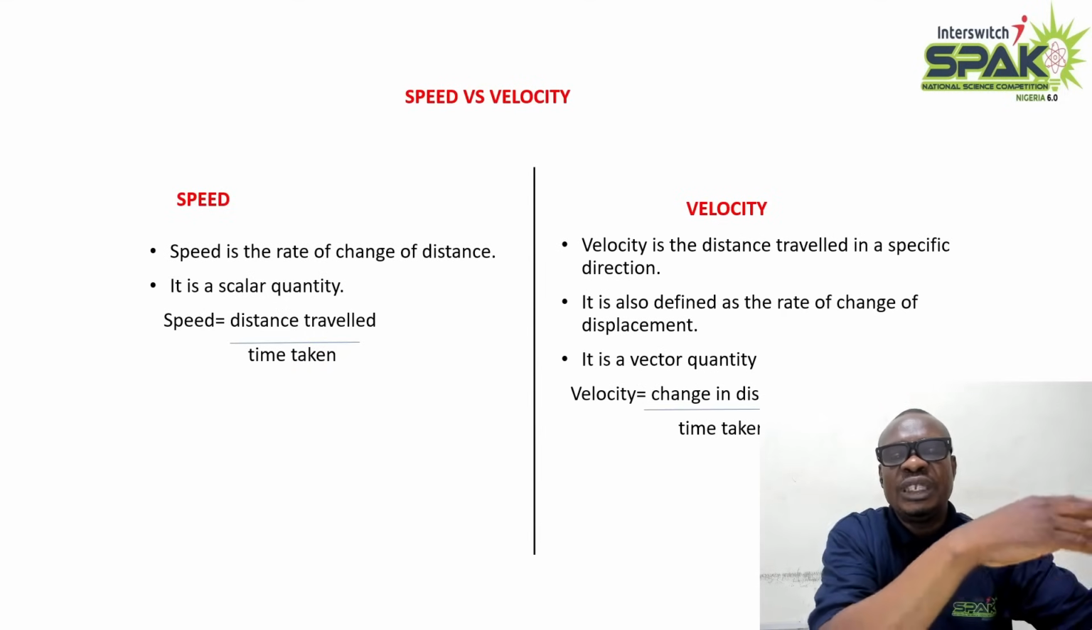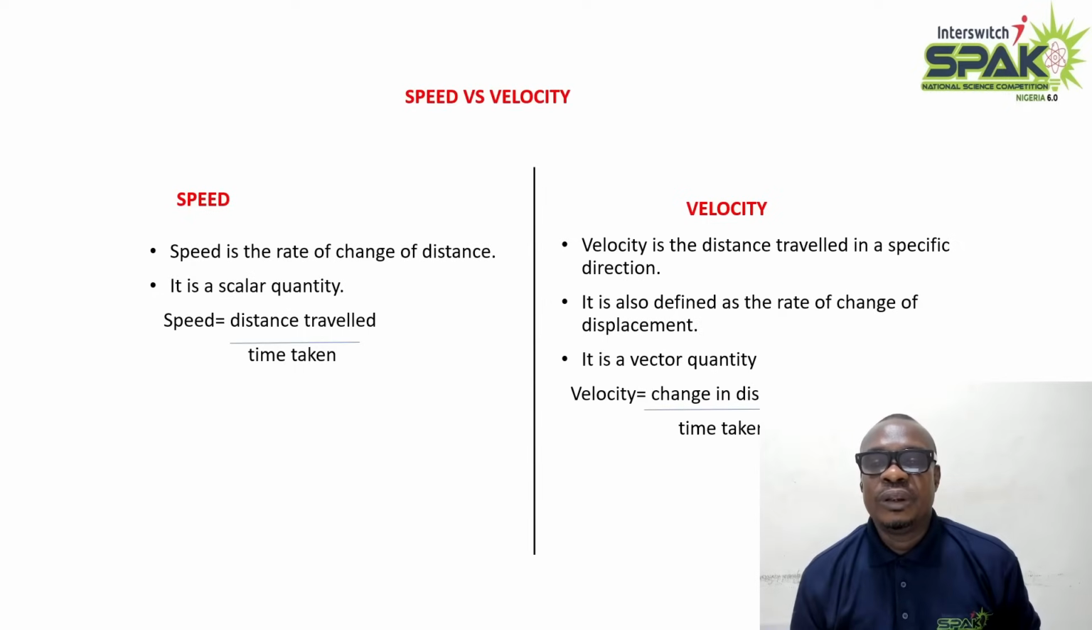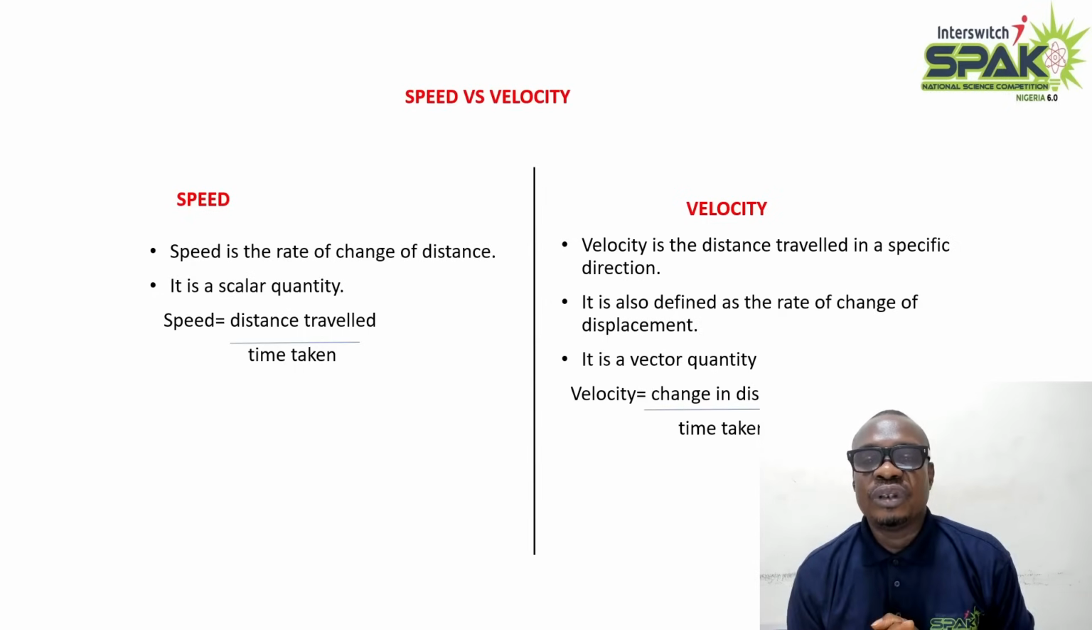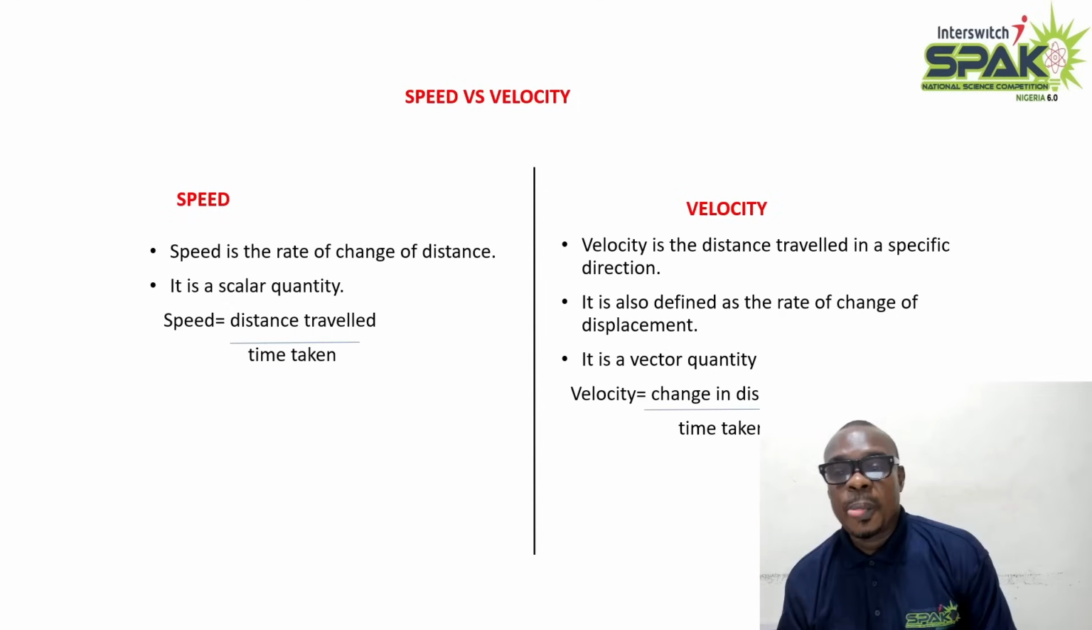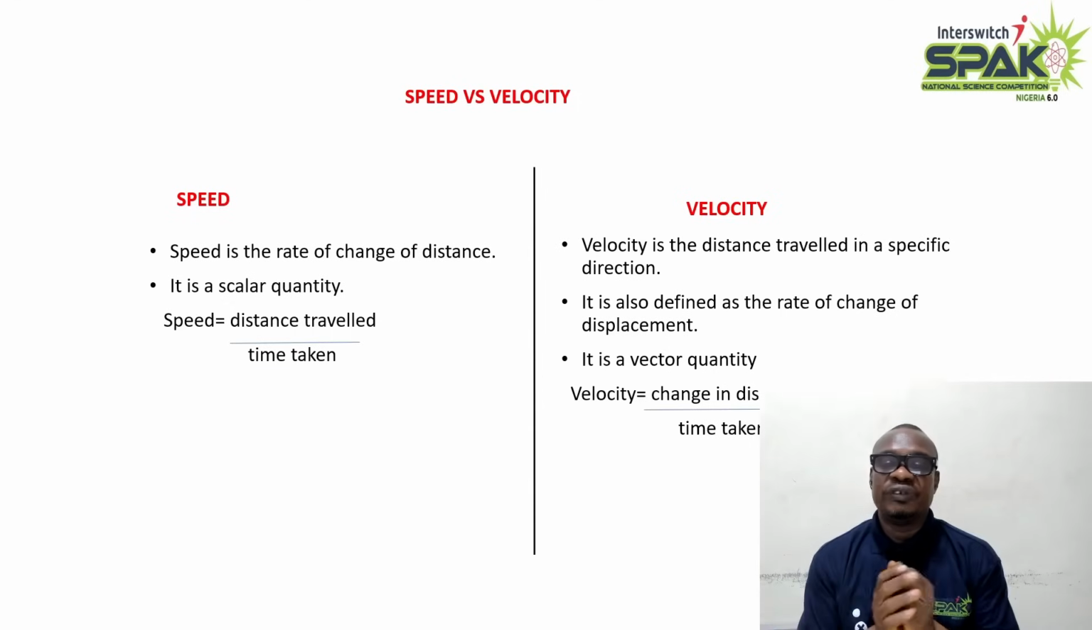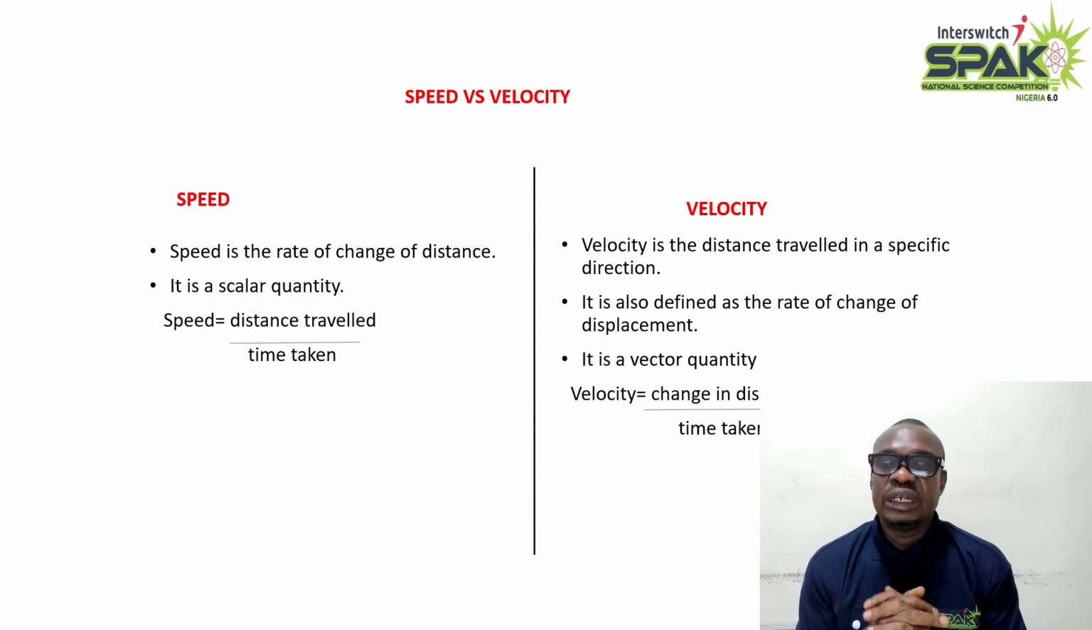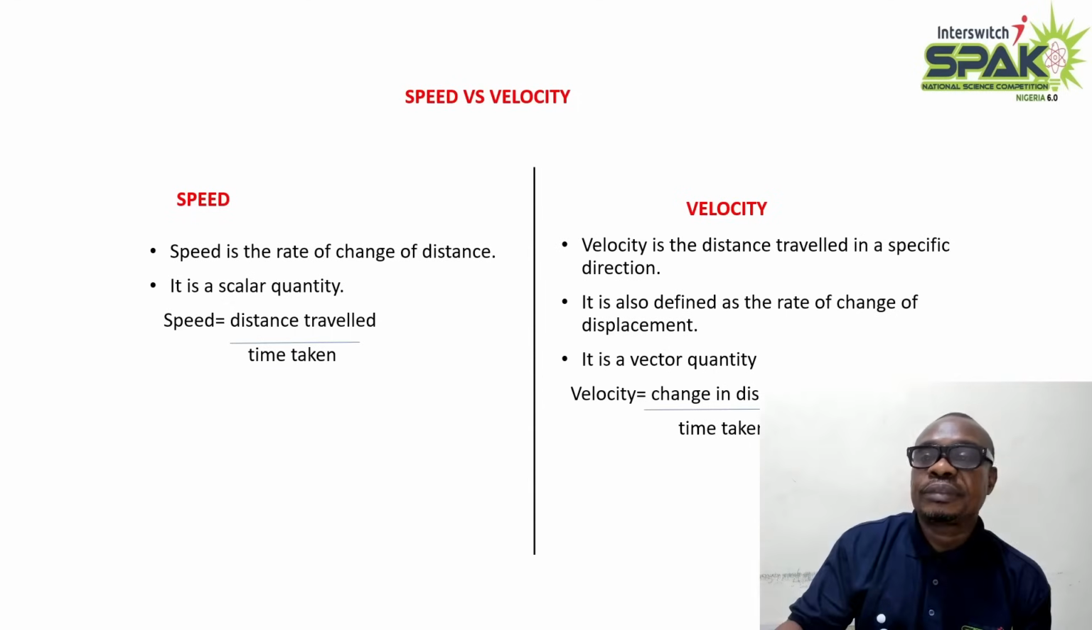So we also have the velocity. Velocity is the rate of change of distance traveled in the specified direction, or you can say that it is the rate of change of displacement. Velocity is a vector quantity. Okay, then velocity, the formula is change in displacement over time.